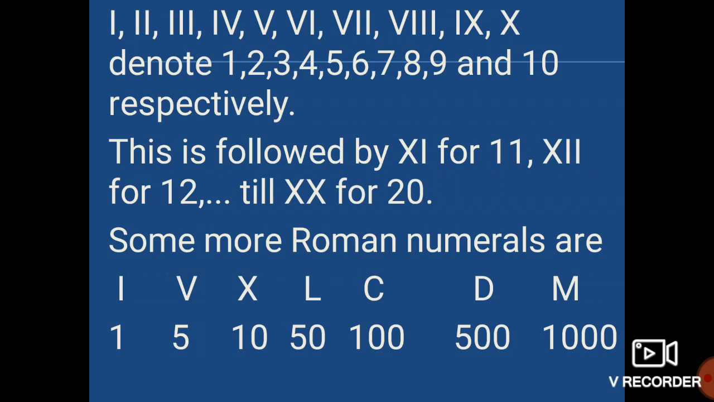I is used for representing 1. V symbol we use to represent 5. X for 10. L for representing 50, C is used to represent 100, D symbol we use to represent 500, and M symbol we use to represent 1000.